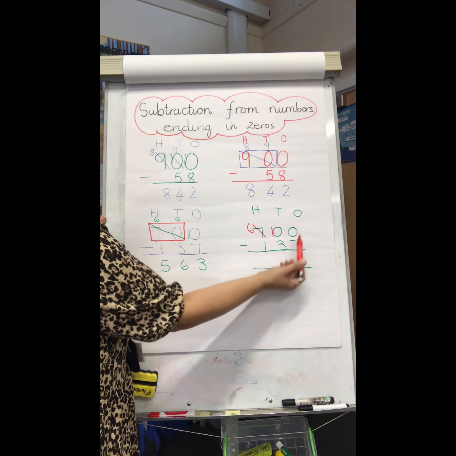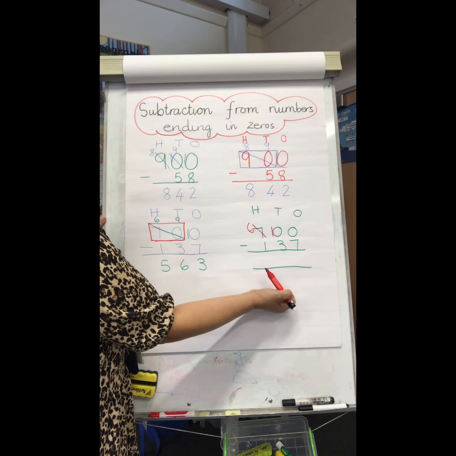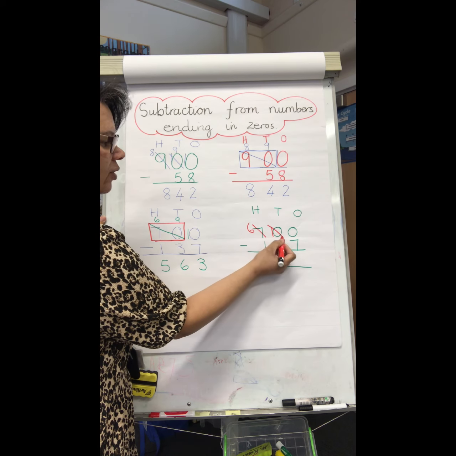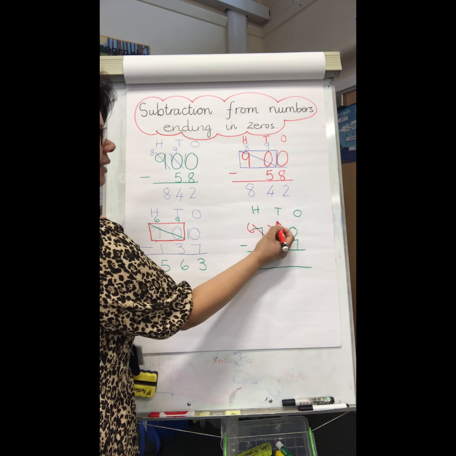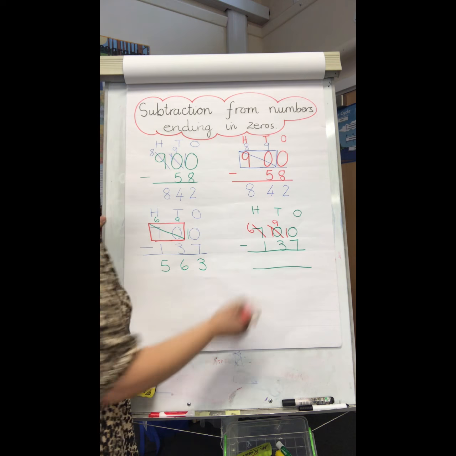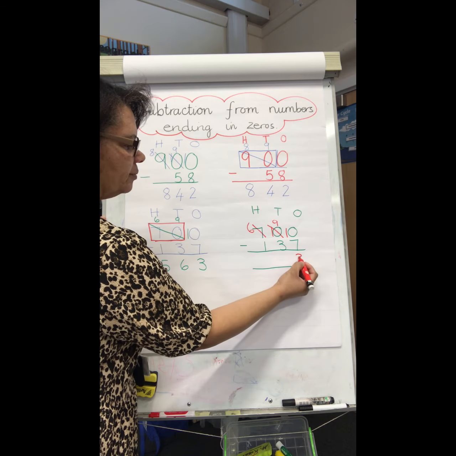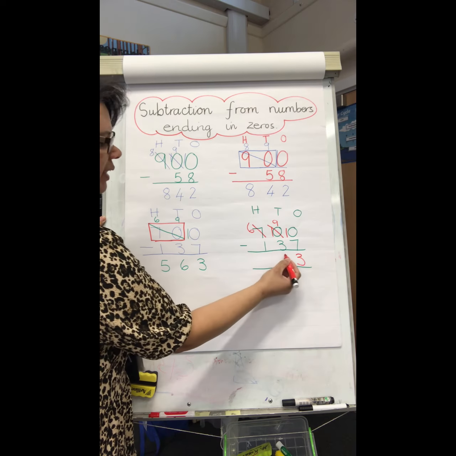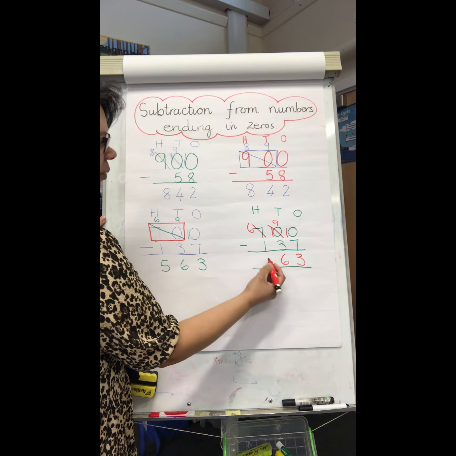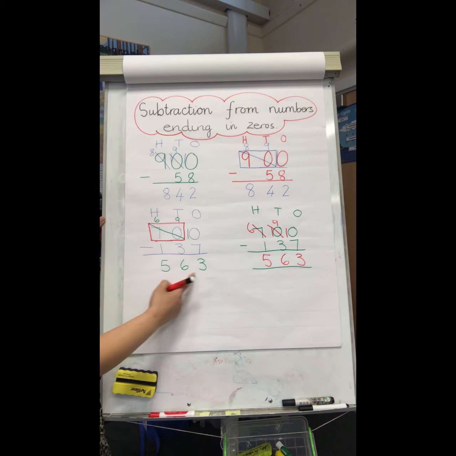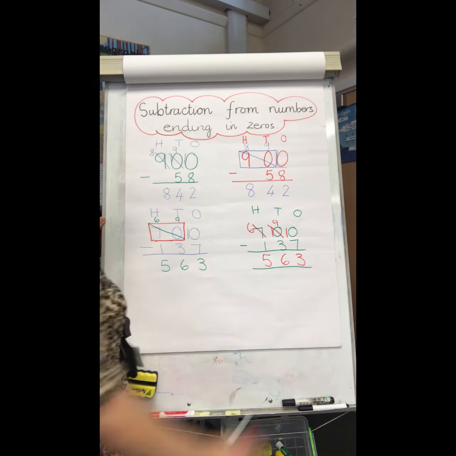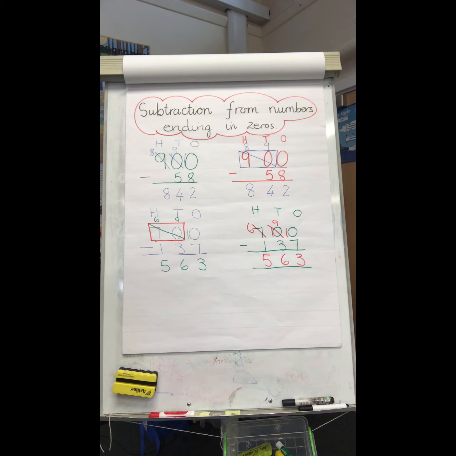Right, let's go back to the beginning. 0 take away 7. We cannot do it. So let's borrow from the tens column. 10 take away 1 is 9. I put the 1 I've borrowed and now I have 10. So 10 take away 7 is 3. 9 take away 3 is 6. 6 take away 1 is 5. 563, 563. Both exactly the same answer. But which method was quicker and easier to do? I think it's our new boxed method.